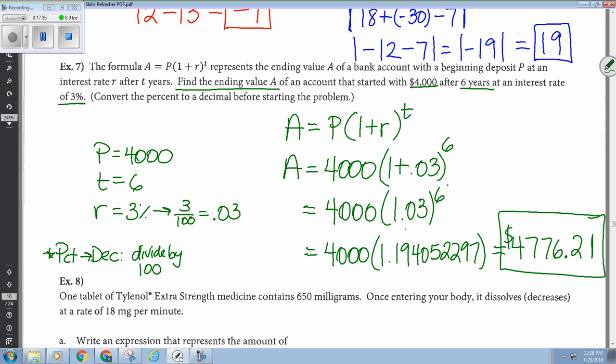And the reason why I only went to 2 decimal places is because this is money. Money always rounds to 2 decimal places. Always remember that. So any problem dealing with money, round to 2 decimal places, which is the nearest 100th.